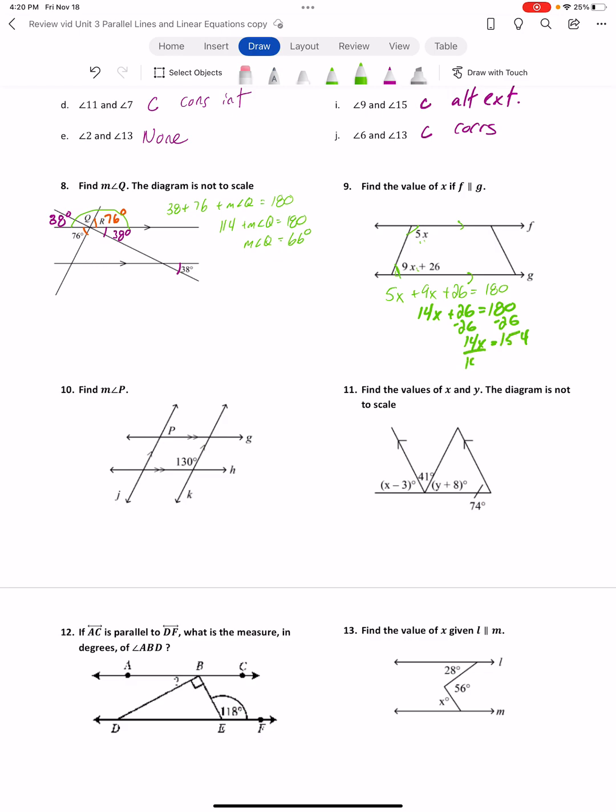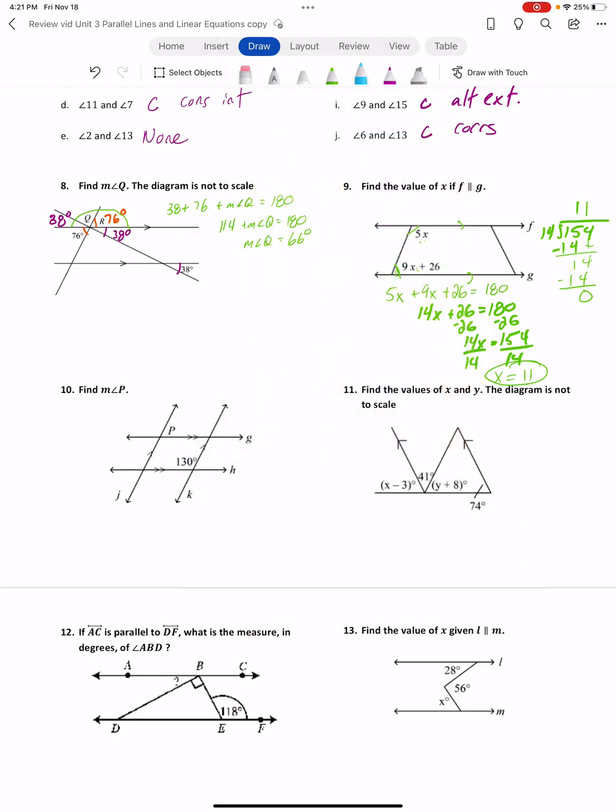And then we divide by 14, divide by 14. If you don't know how to do long division, you guys should know. So 14 goes into 154, 14 goes into 15 once, minus 14, bring down the 4, 14 goes into 14 once, minus 14, 1 times 14 is 14, and that is 0. So x in this case is 11.